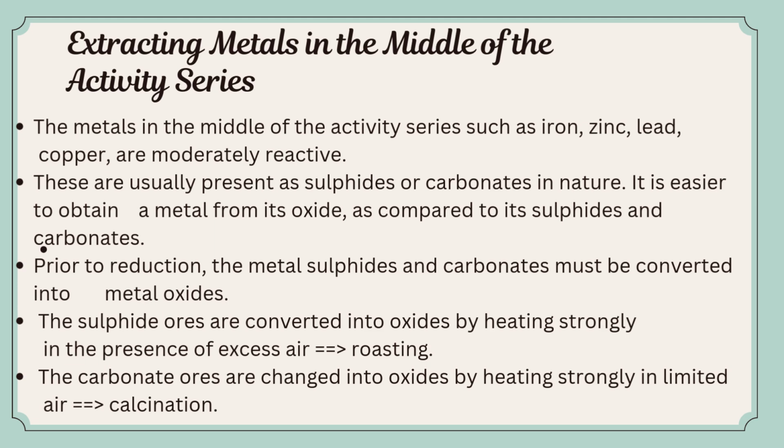There are two techniques used, that is roasting and calcination. Sulfide ores are converted into oxides by heating strongly in the presence of excess air. That is called roasting. And carbonate ores are changed into oxides by heating strongly in limited air. This is called calcination.